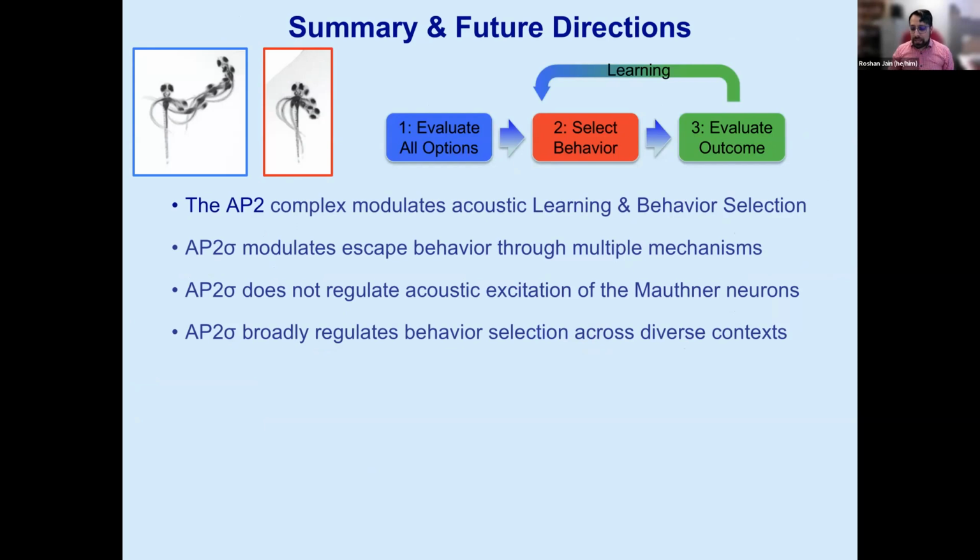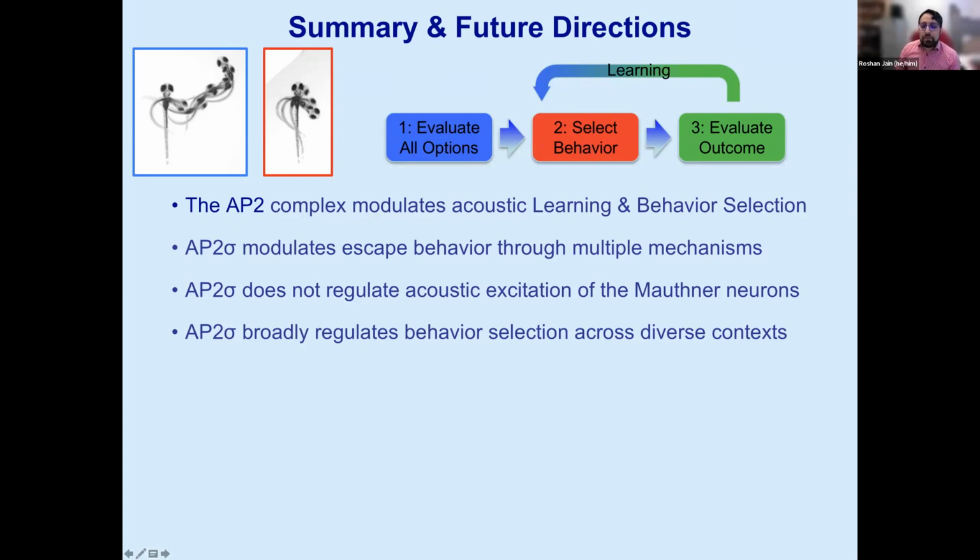All right, so I'm going to stop there and just summarize what I've told you today. This AP2 complex we found through a forward genetic screen seems to be modulating a variety of different aspects of how organisms can select when and where to do particular behaviors. It impacts their acoustic learning as well as their behavior selection. I told you about how this mechanistically seems to be functioning and regulating escape behavior through multiple mechanisms that are distinguishable by time as well as their cellular locations.